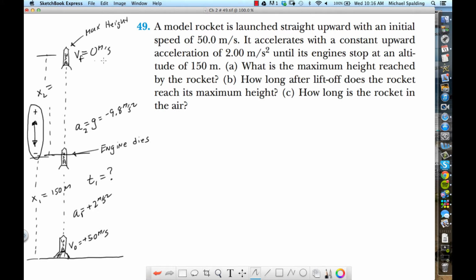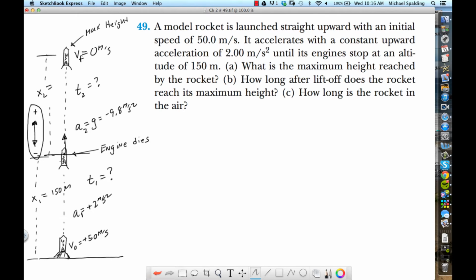Nope. That's a question mark. Do we know the time for the second part? Nope. That's a question mark. Now, what other piece of info, very similar to a problem we already did today, what other thing is going to be important in this problem? And it has to do with the point where the engine dies. When the engine dies, final velocity or initial velocity for the next part. Yep, the final velocity for the first part.